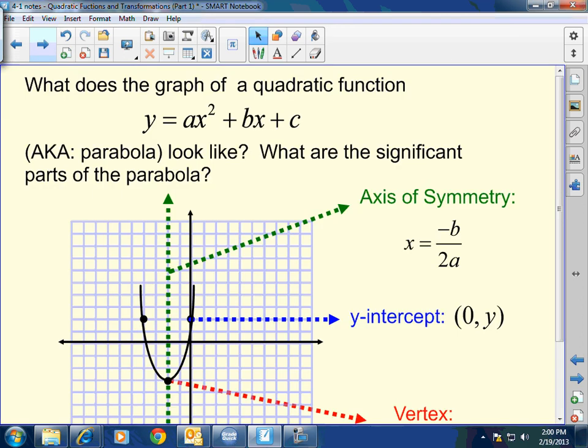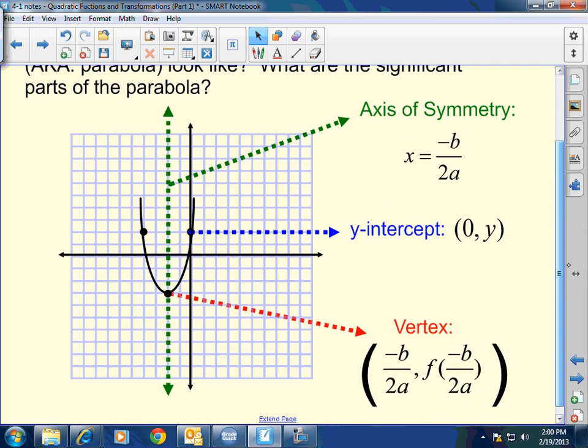Now, what does the graph of a quadratic function y equals ax squared plus bx plus c, aka parabola, look like? What are the significant parts of the parabola? I've given this to you already, but now I'm going to solidify it. Because after this, we're going to look at the actual procedures. So I need you to really focus, gentlemen, and really remember these. This is the key to this section. If you remember this, you'll be able to graph infinitely forever.